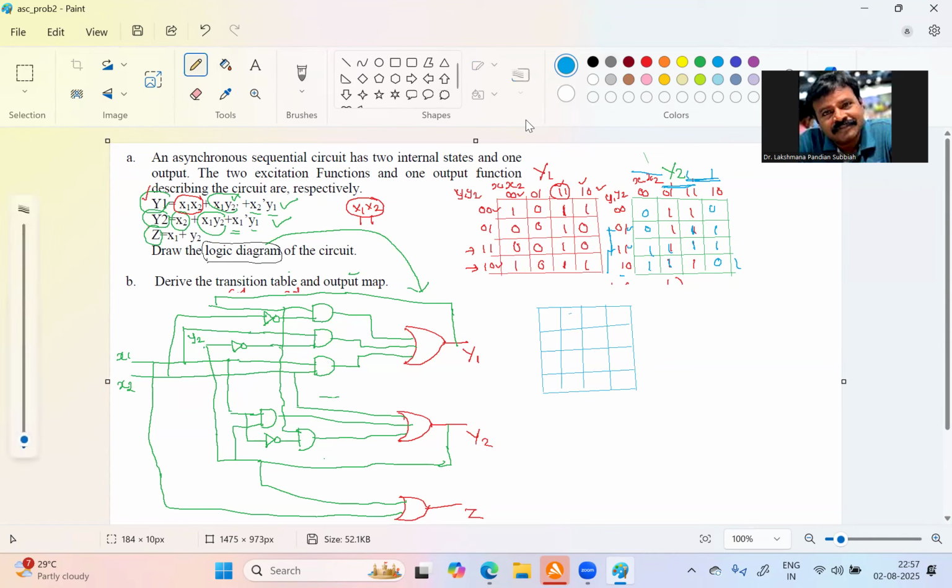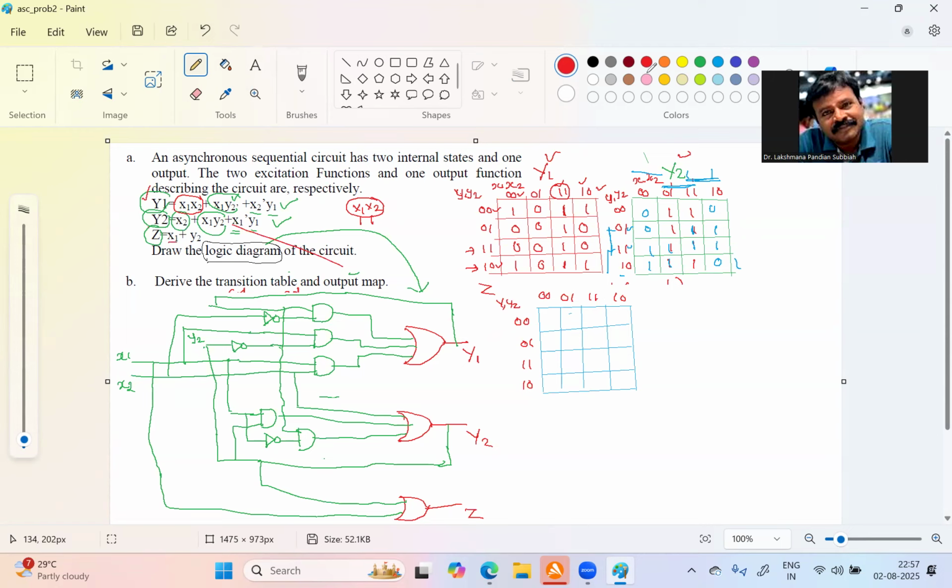Right. So here we are having y1 y2 as 0 0, 0 1, 1 1, 1 0, and x1 x2 as 0 0, 0 1, 1 1, 1 0. So this is for the output map. This is the y1 map, this is the y2 map, and Z is the output map.